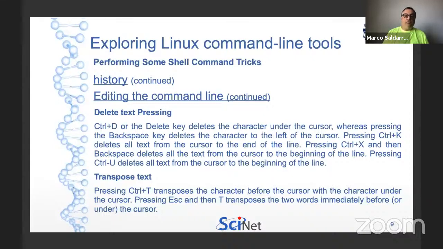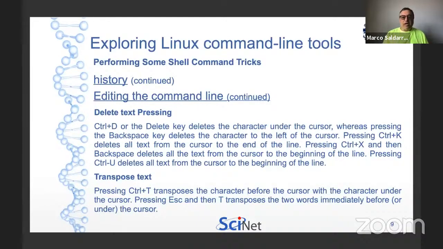Control X will do the same, but to the beginning of the line. And Control U also deletes all text from the cursor to the beginning of the line. Control U is very useful, for example, when you are logging into a Linux system and typing your password. You cannot see the password on the screen, but you feel that you made a mistake. The best way is to press Control U and start again, because Control U will clear what you have written so far. So Control U clears and you can write your password again if you felt that you mistyped something.